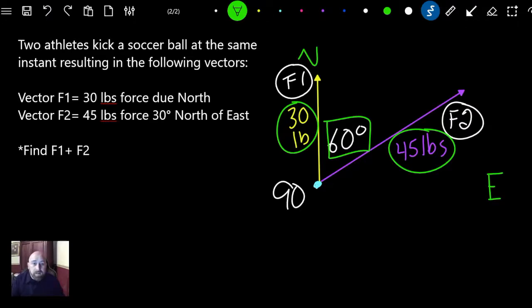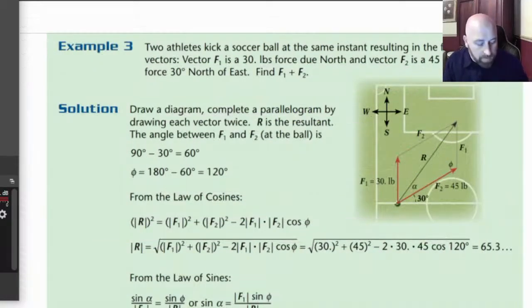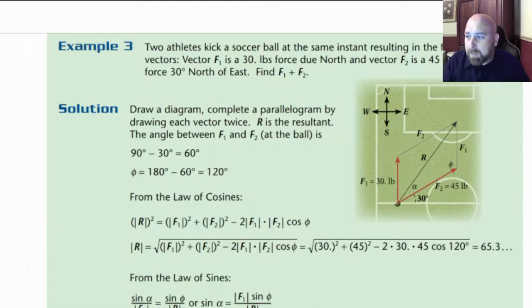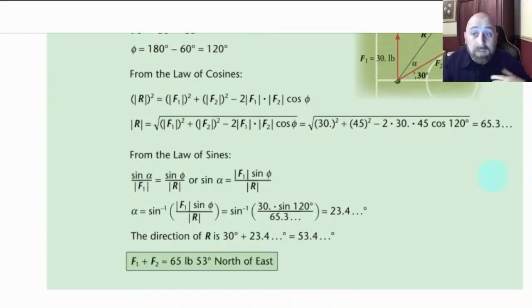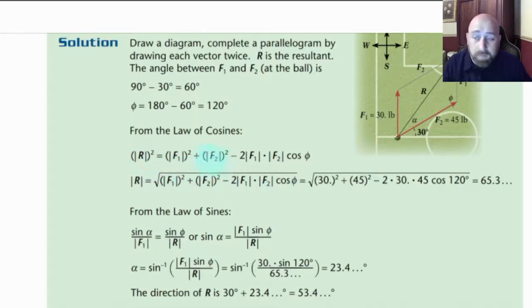So let's jump back into the book real quick and take a look at what they do. I don't think I'm going to take the time to do this whole thing because, again, you know how to do the law of cosines. If you don't, then watch the video. I think it was two videos ago, or last video, that I showed you how to do the law of cosines. So just jump back to that video and watch it again if you're struggling. So what we would do is just plug into it.